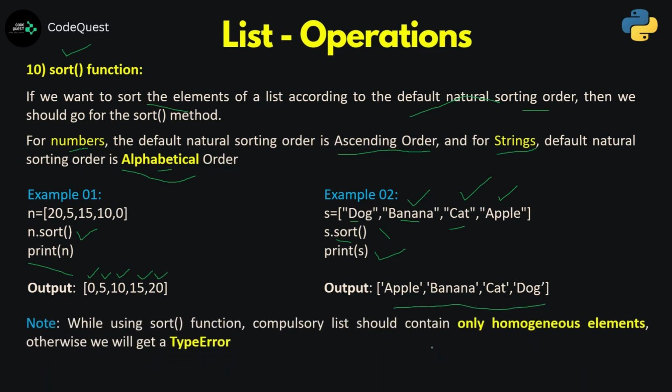But here is one constraint: whenever you apply the sort function, your complete list has to be homogeneous. It has to be all numbers or all strings, because we know a list allows us to store heterogeneous elements. That's okay, but at the time you apply the sort function, you have to ensure it contains only homogeneous elements. If you take a combination of strings and numbers together, then when you apply sort, you will get an exception, that is a TypeError.